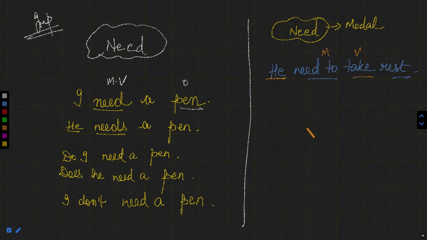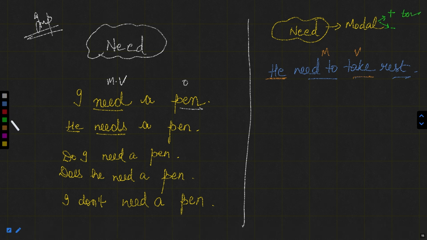So with he need to, or with I also, I will write need to. I need to take rest. Now, this is actually when need behaves like a modal. Again, there are two situations. What are the two situations? We can either have a positive statement or a negative statement. Now, if the sentence is positive, we will add to it.